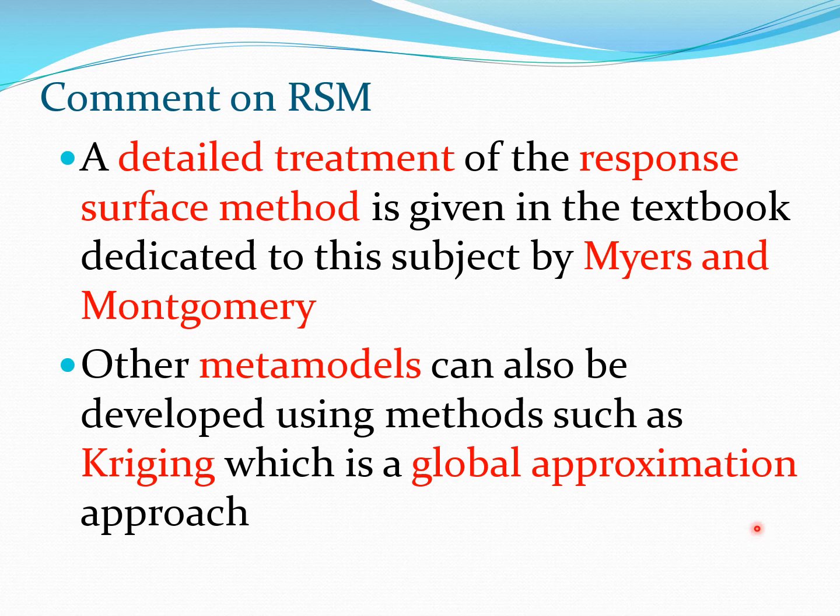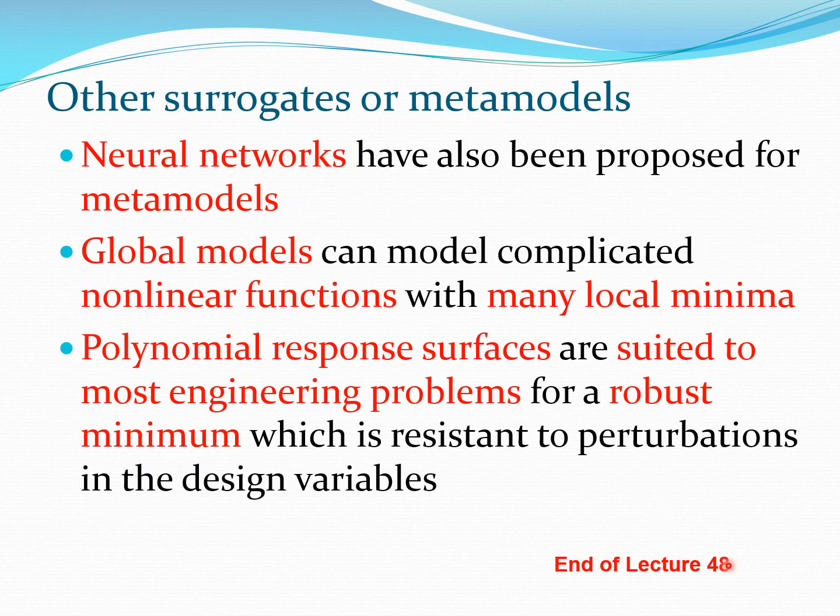Now, in recent years, various new metamodels have come up, such as Kriging, which is also known as Gaussian processes, and these methods try to capture a global approximation to the problem. So instead of doing local modeling, they try to do a global modeling for the complete problem. Neural networks are one more method which has been developed, and they are also good global models. Global models are useful if you have a complicated nonlinear function with many local minimum points and you want to zoom into the best local minimum point.